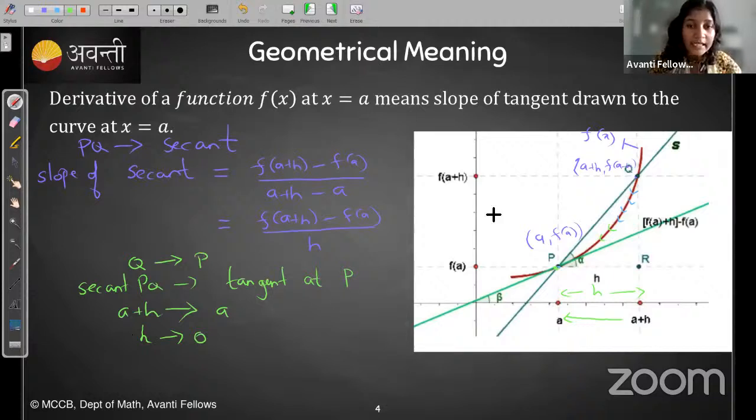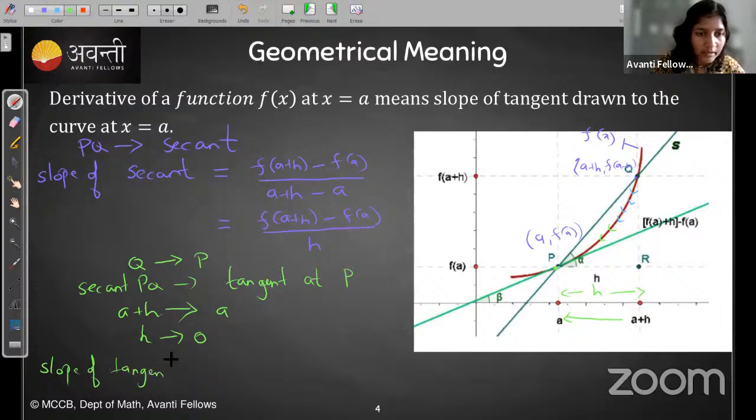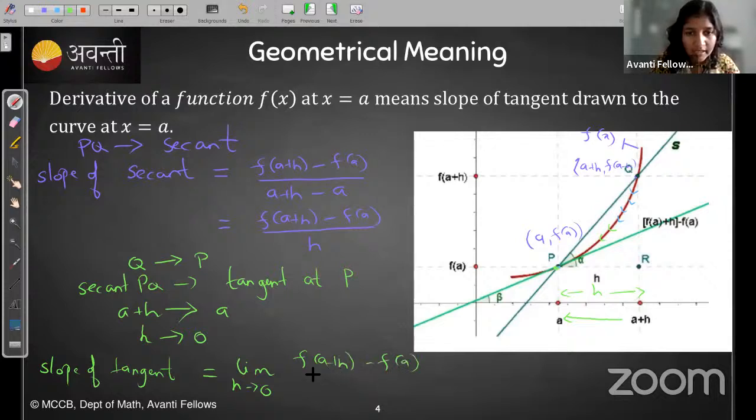Now we want to find the slope of this tangent at the point P, right? So what will be the slope of the tangent? The slope of the tangent will be equal to limit as h tends to 0, f of a plus h minus f of a divided by h. Why have I written this? I have written this because as h is tending towards 0, our point Q is tending towards point P. Hence, our secant is converting into the tangent to this curve. That's the reason. The slope of the tangent will be limit as h tends to 0, f of a plus h minus f of a divided by h.